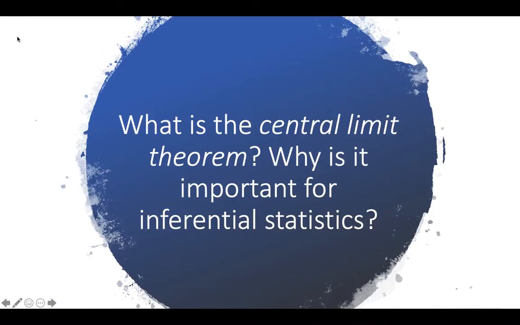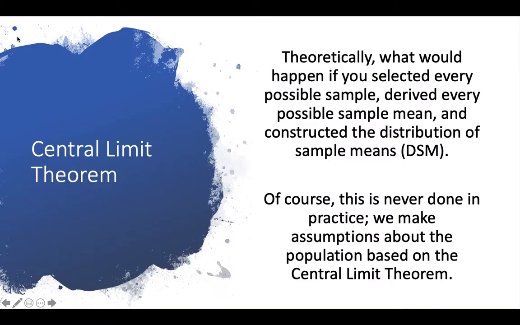Now, all of this relates to the central limit theorem, and there's a really fancy definition that you'll get in just a second. But first, I just want you to imagine that you had to calculate those population means by hand. It would take forever, right? Well, that's where the central limit theorem comes in. Theoretically, the central limit theorem is what would happen if you selected every possible sample, derived every possible sample mean, and constructed the distribution of sample means, the DSM. Now, of course, this is never done in practice, but we make assumptions about the population based on the central limit theorem.